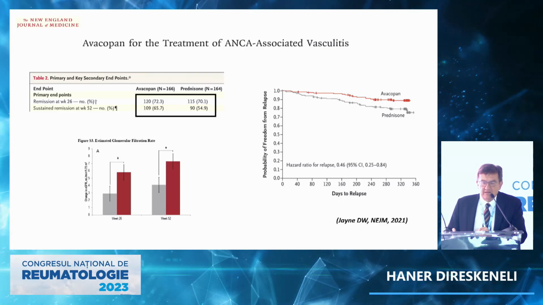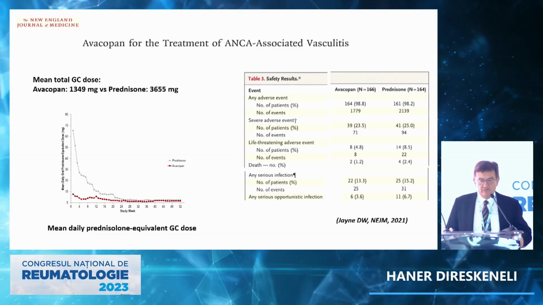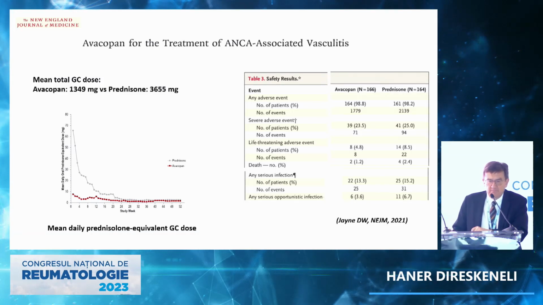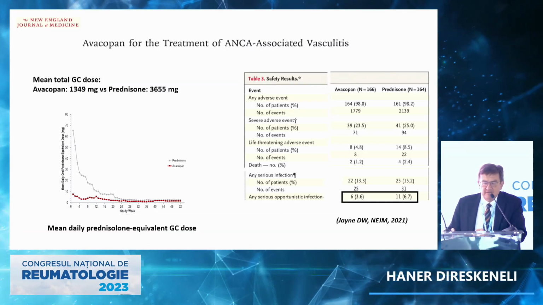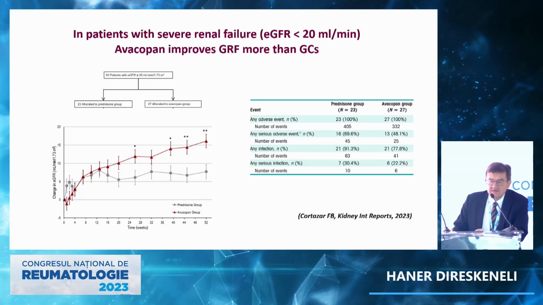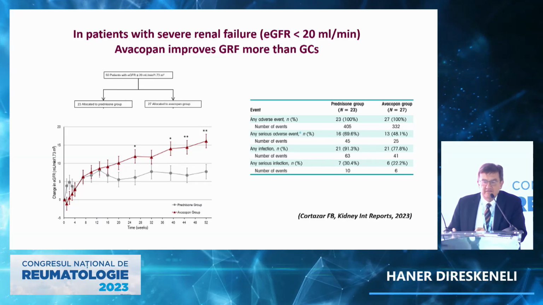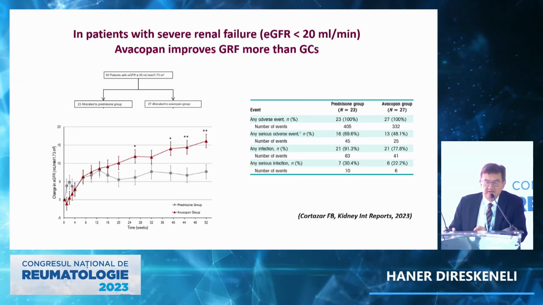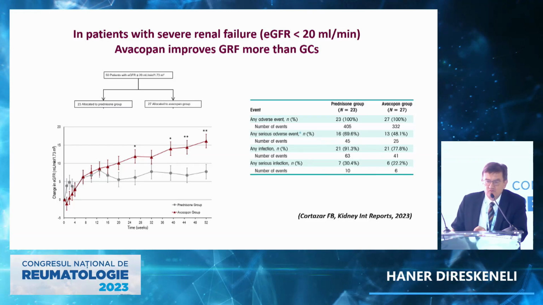And it seems that the relapse rate was lower. And with this approach, the patients got lower glucocorticoid, avacopan 1,349 milligrams versus prednisolone 3,600 milligrams. And avacopan seems to be safer in terms of opportunistic infections. A further analysis of this study was done recently with the same group, only looking at the patients with severe renal failure, GFR below 20 milliliters per minute. And it seems that avacopan improved GFR better than the glucocorticoids. And the side effects are, again, quite similar.